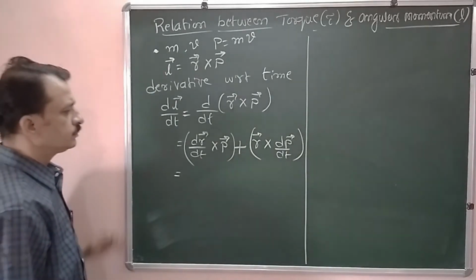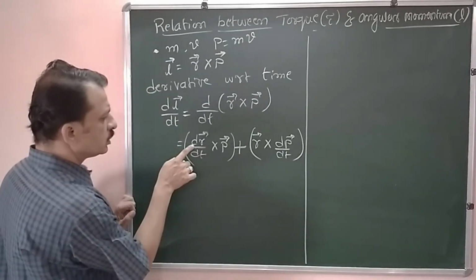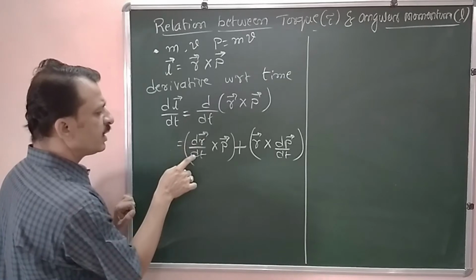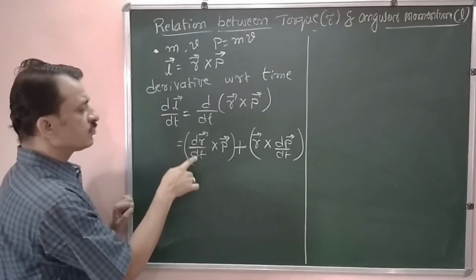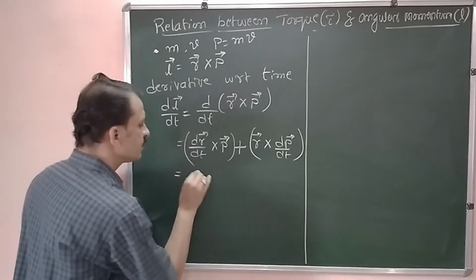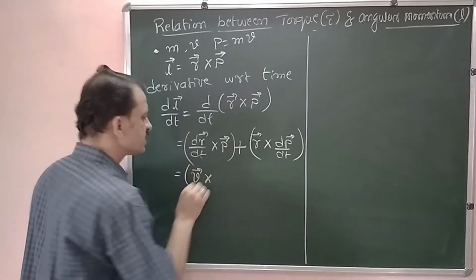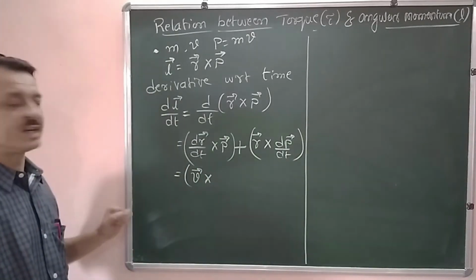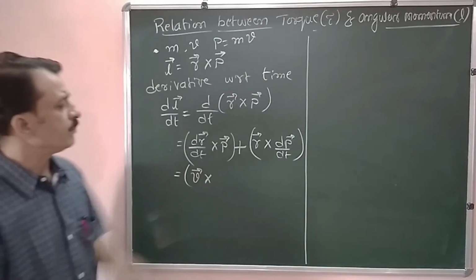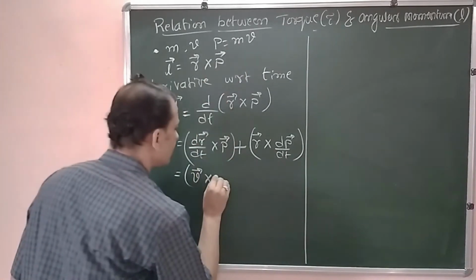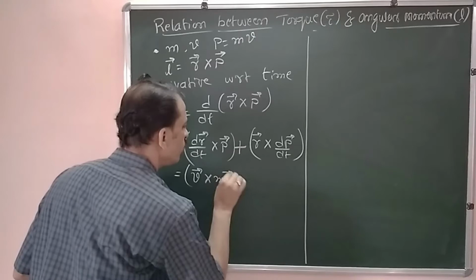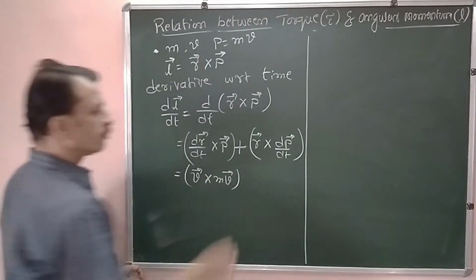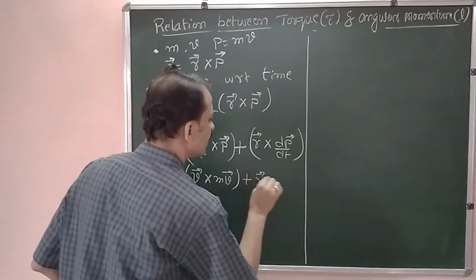Now look here. dr by dt, the rate of change of displacement, is nothing but a vector quantity, that is velocity, that we have studied. And p is the momentum vector, it is m into v, plus, now keep the second term as it is.